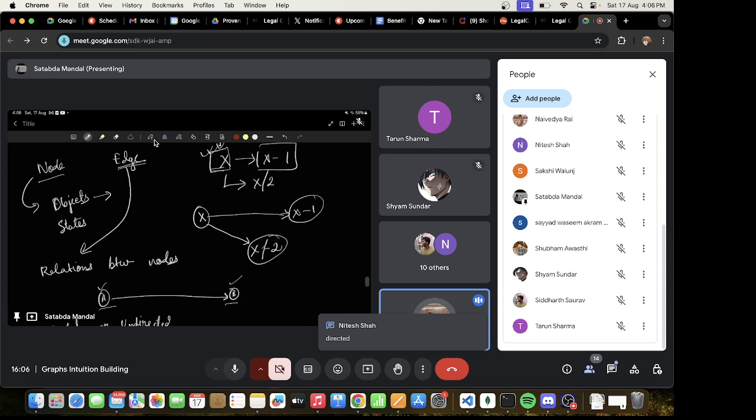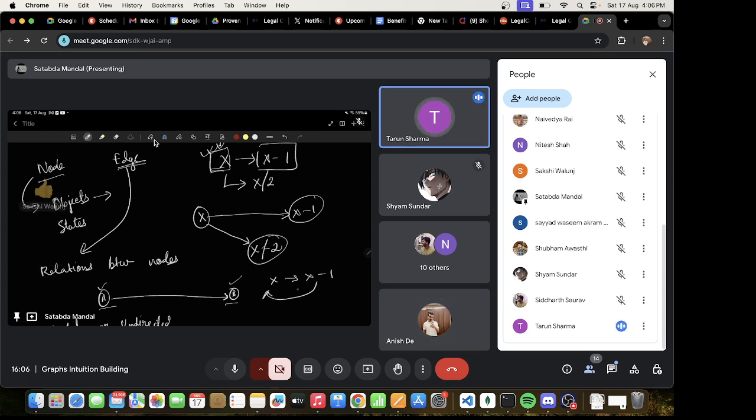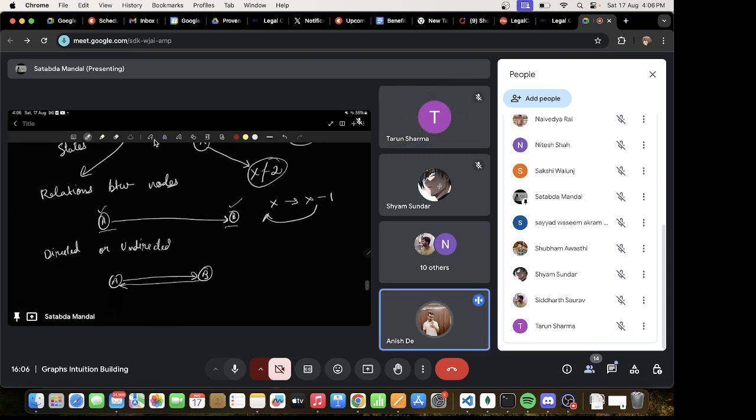The reason for that is you can go from X to X minus 1, but you can't come back from X minus 1 to X. So whenever you see that I can go from A to B, and I can also come back from B to A, there will be an undirected edge in that case. But when you see that I can go from A to B but I can't come back from B to A, it will be a directed edge.